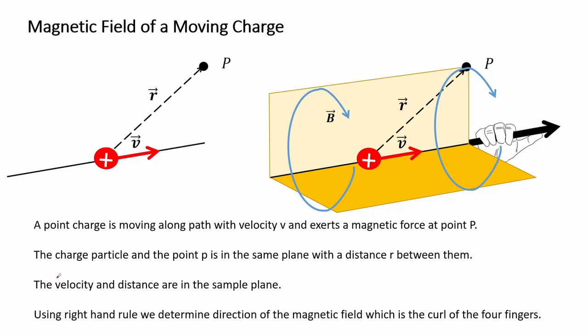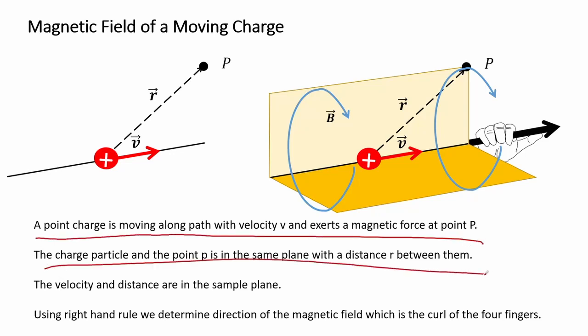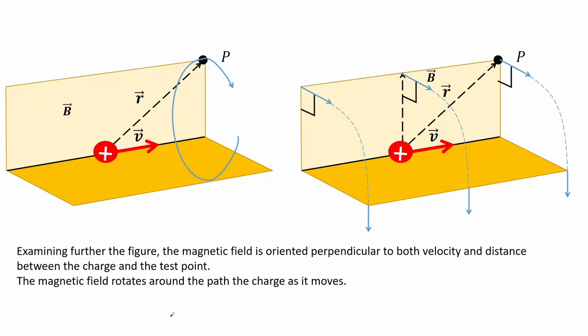Let us look at a moving charge, which we know will generate a magnetic field where the direction is determined using the right-hand rule. Examining further the figure, the magnetic field is oriented perpendicular to both the velocity and the distance between the charge and the test point. The magnetic field rotates around the path of the charge as it moves straight.